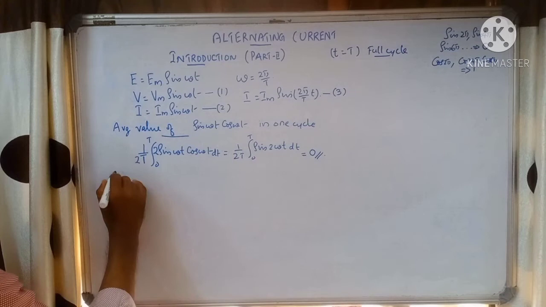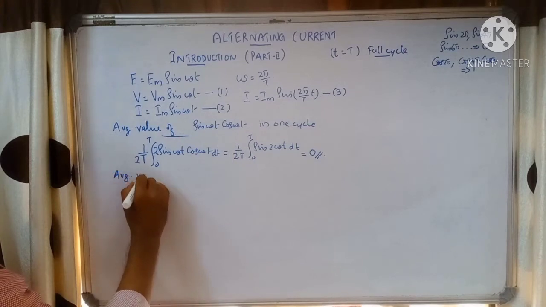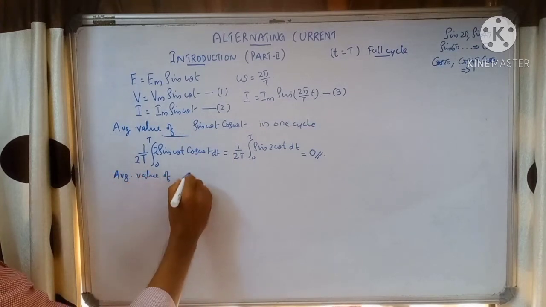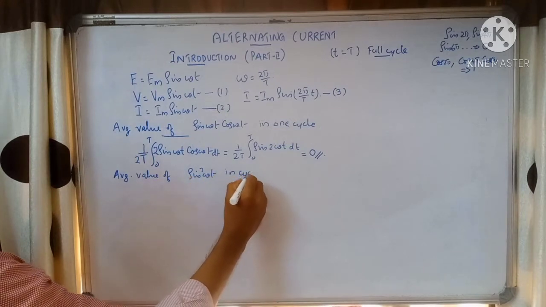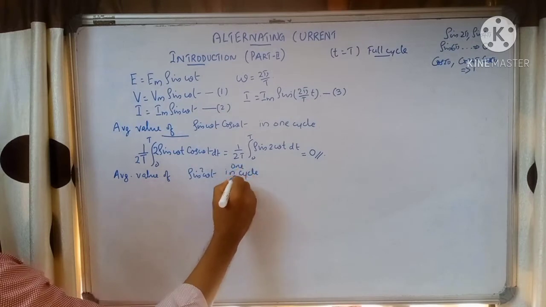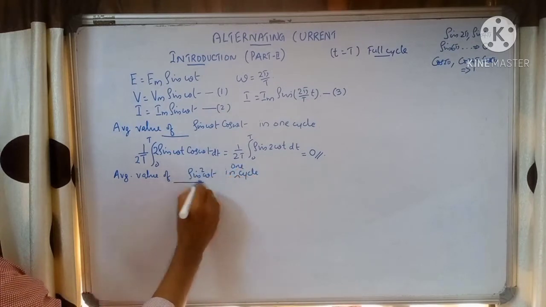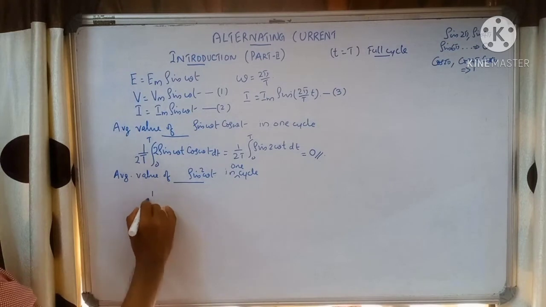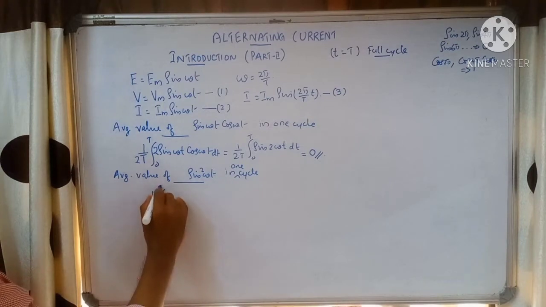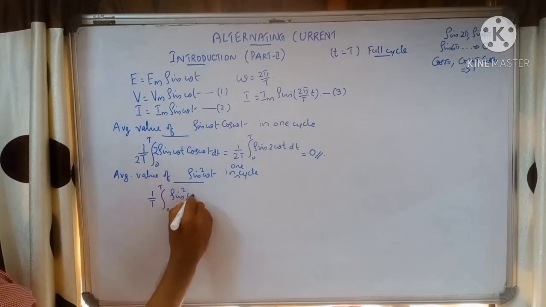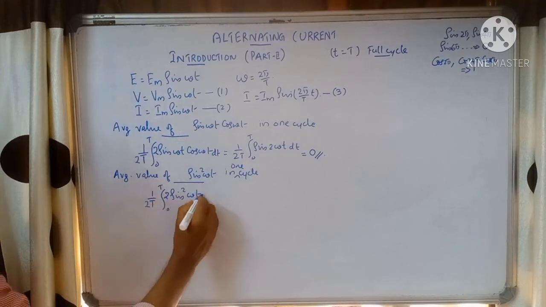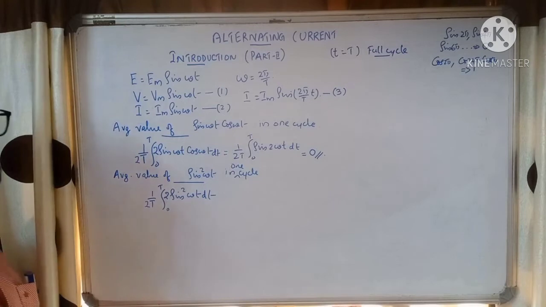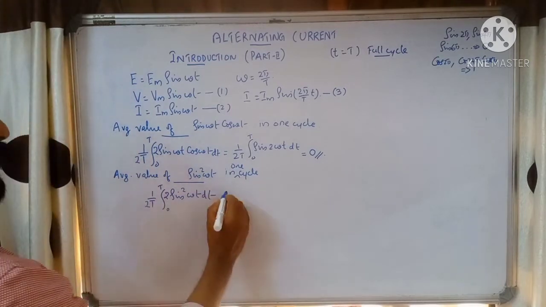Next we will see the average value of sine square omega t in one cycle. In the same manner we will find 1 by T integral 0 to T sine square omega t. Now, if you multiply and divide by 2, we can take 2 sine square omega t dt. What is 2 sine square theta? It is equal to 1 minus cos 2 theta. We will expand like this.